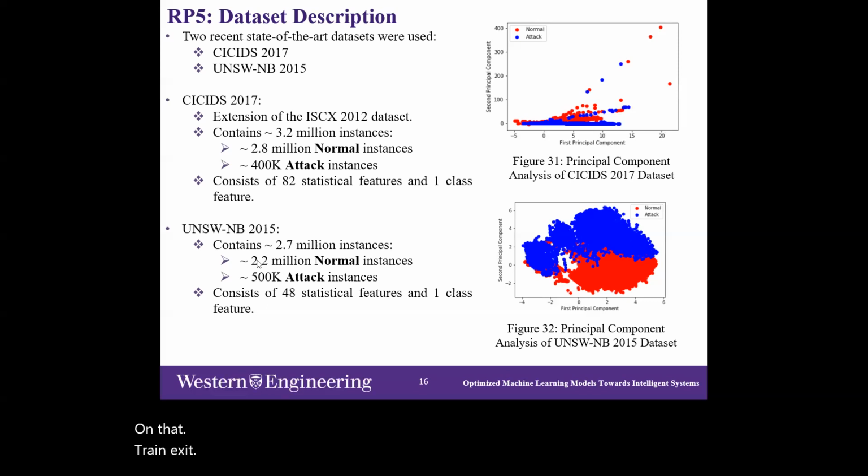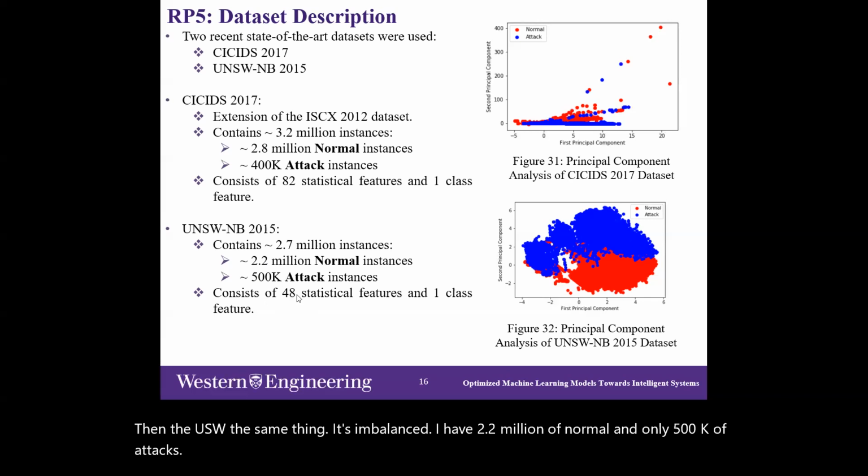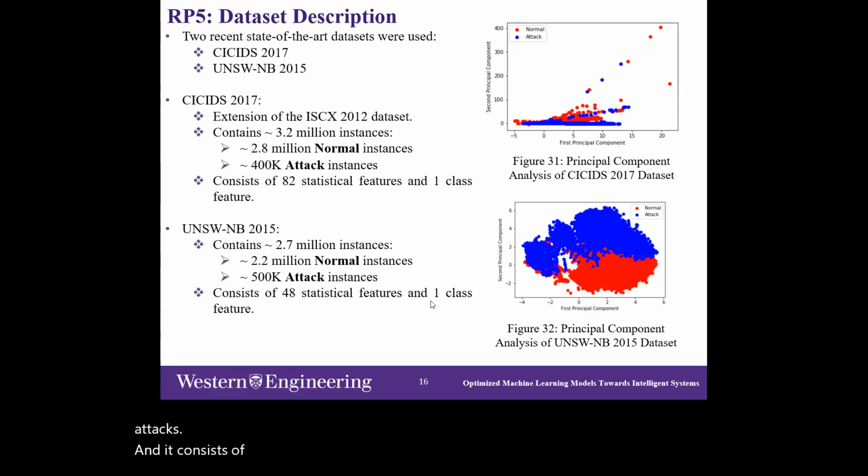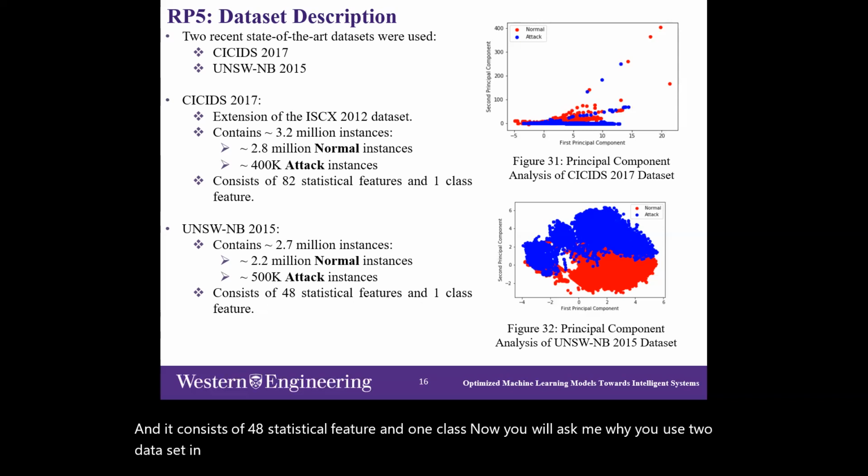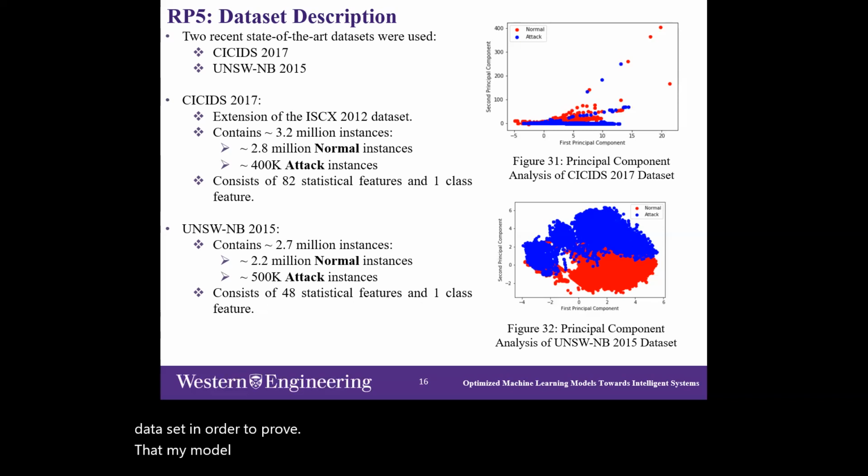Then the UNSW, the same thing, it's imbalanced. I have 2.2 million normal and only 500K attacks. And it consists of 48 statistical features and one class. Now you will ask me why I use two data sets. In order to prove that my model could be generalized to any network traffic data.